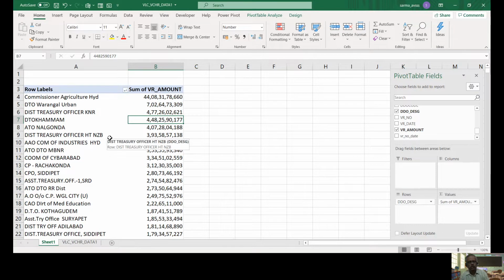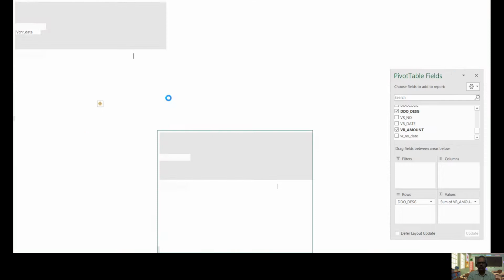Similarly, DTO Warangal is 702 crores annual expenditure. That means a DDO, that is DTO Warangal Urban, in a year in 1819, his total expenditure is 702 crores. Similarly, Commissioner of Agriculture, his total expenditure in a year is 4,408 crores. Right, so this is again not giving any information, it is just a total, how much spent by each DDO. So the highest is 4,408 crores.